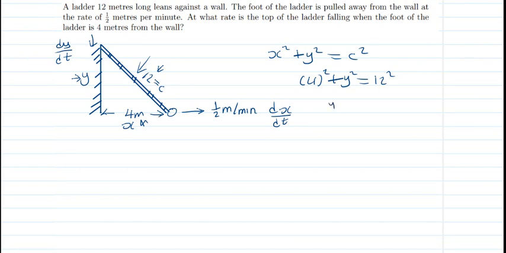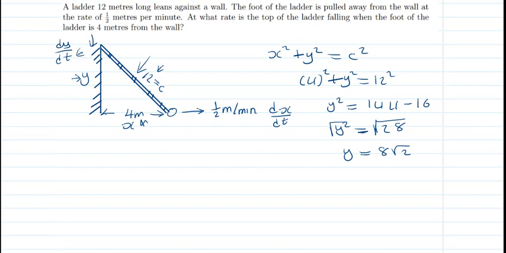This will give us y squared, which is equal to 144 minus 16. When you punch it on your calculator, you get y squared equals 128. When you take the square root, you get a positive value of 8 root 2. So using this value as the value for y, we can now find the rate at which it's changing. To find the rate, we differentiate this equation.